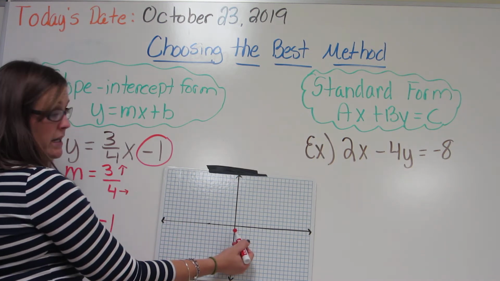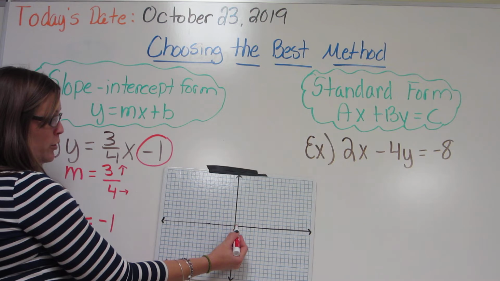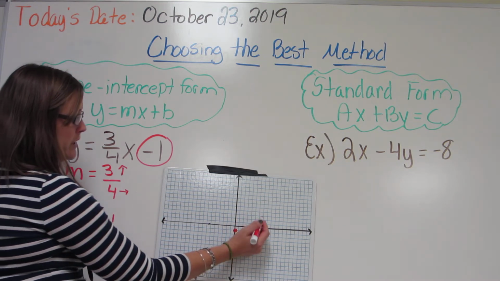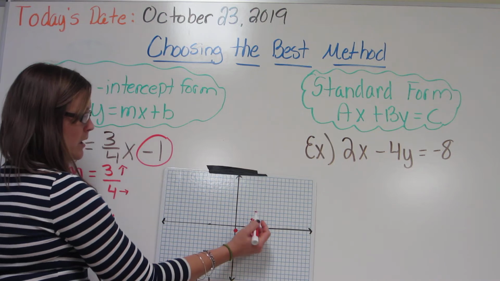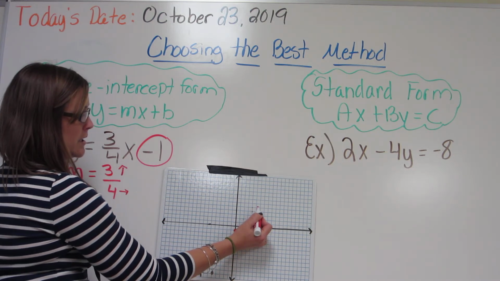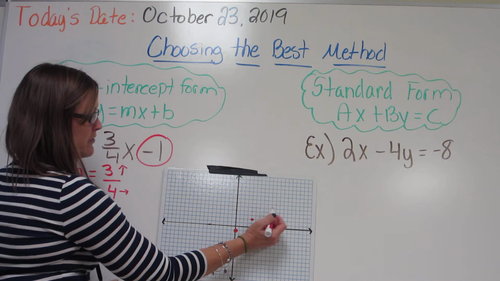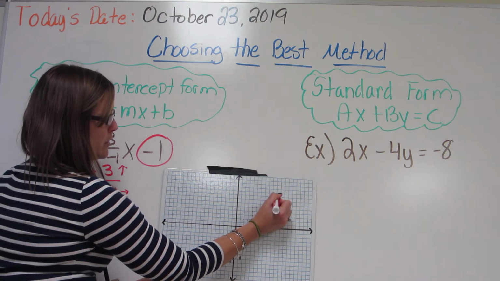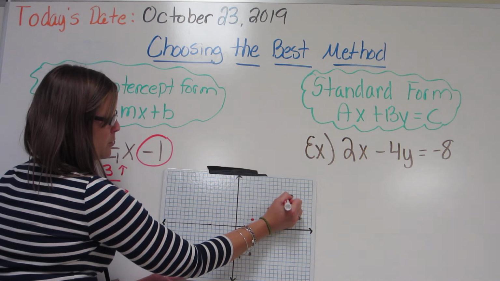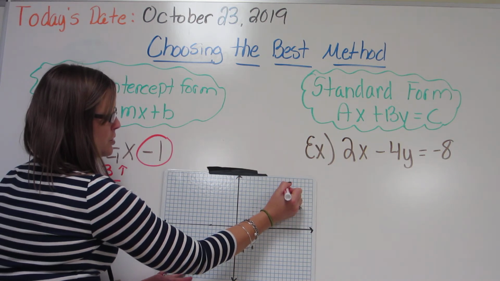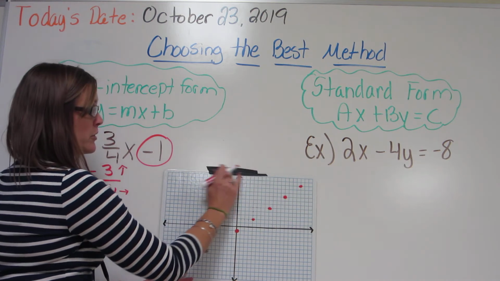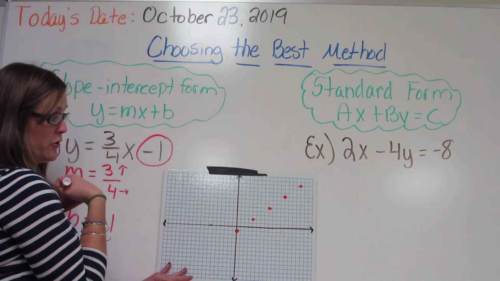So I start with my y-intercept. I'm going to go up 1, 2, 3, and to the right, 1, 2, 3, 4, and put a point. I repeat that, going up 3 and right 4 each time. Now I can't go up 3 and right 4 again, so I'm done in that direction.